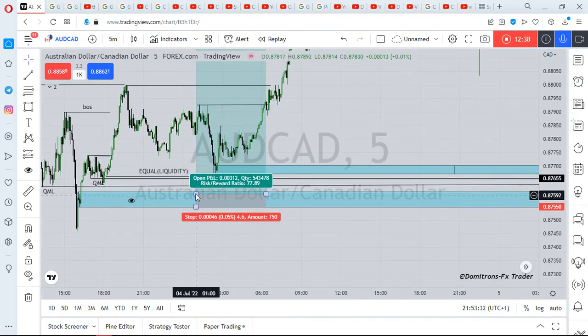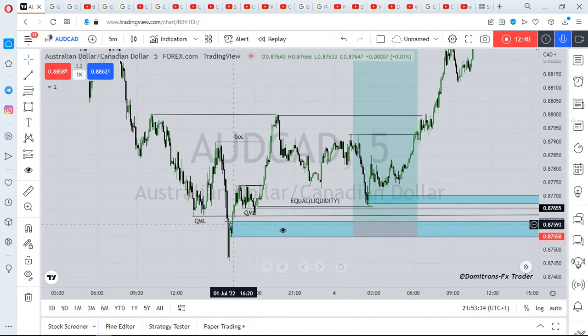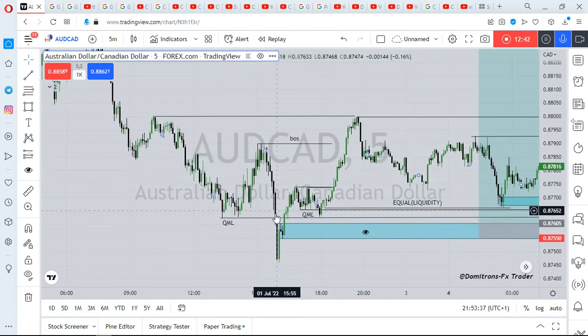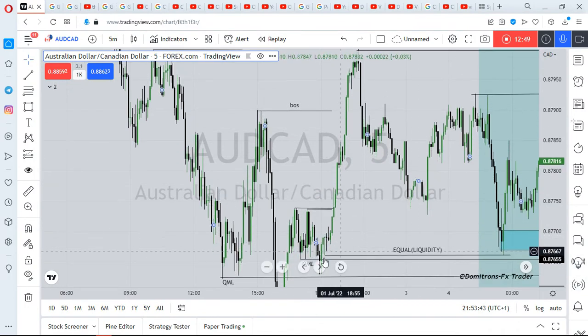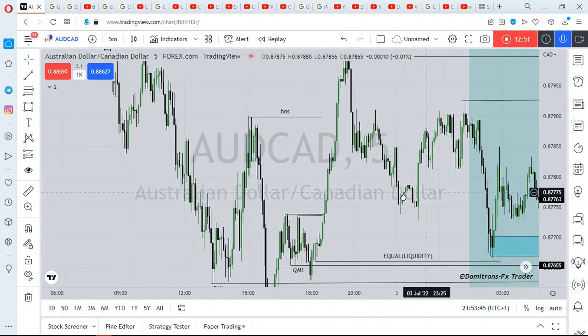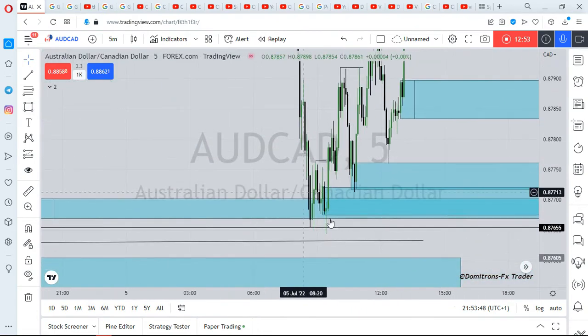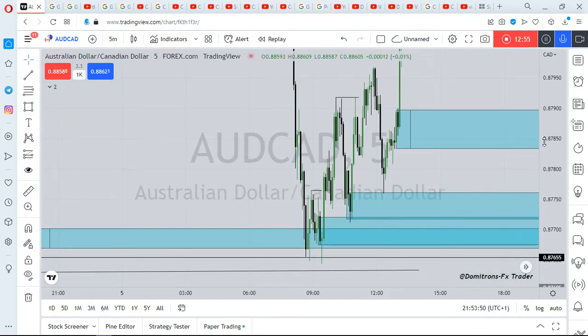I missed it because I was looking at this. Why is my zone not valid? One, it did not break structure. It did not break structure. This is the area that broke structure in line with our QML here that makes it valid. And you see it just tap on that zone and you see reject.